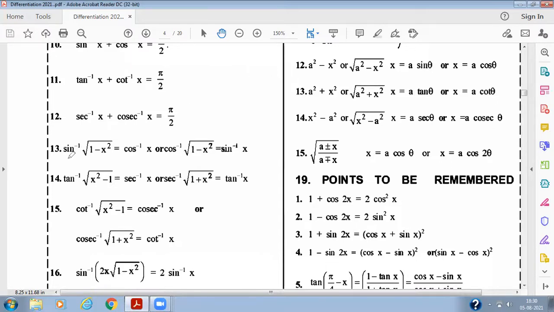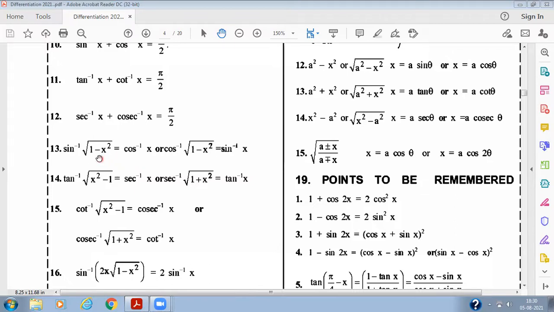Now, if you observe this, sine inverse of under root of 1 minus x square is nothing but equal to cos inverse of x, or else cos inverse of under root of 1 minus x square is nothing but equal to sine inverse of x, students. Now, why this happens? The reason for that is what? Now, in the first one, sine inverse of under root of 1 minus x square, why this becomes cos inverse of x?